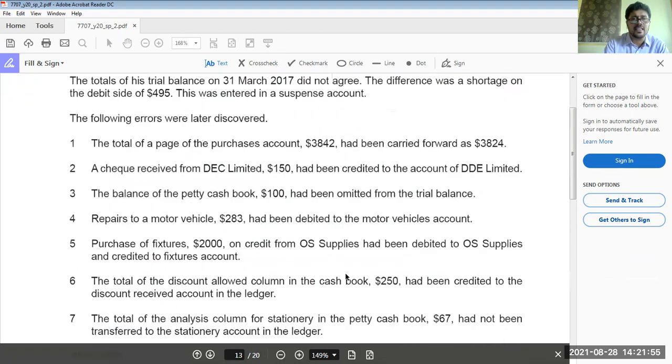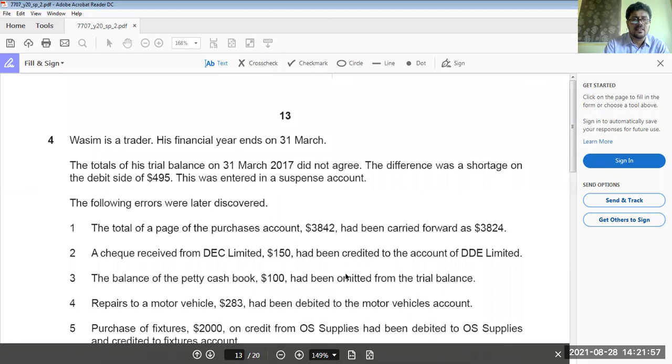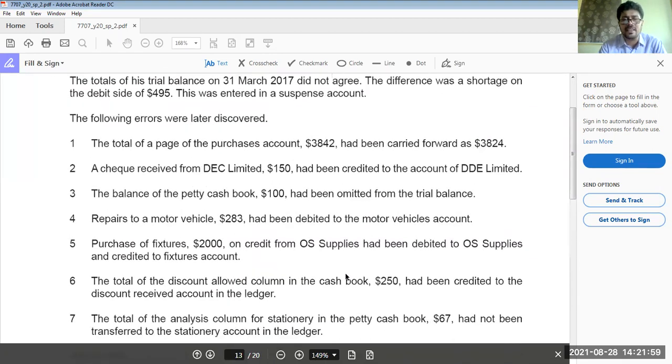Now, second error. A check received from DEC Limited had been credited to DDE Limited. This is an error of commission. This is not going to affect the trial balance. Nothing to do with the suspense account.